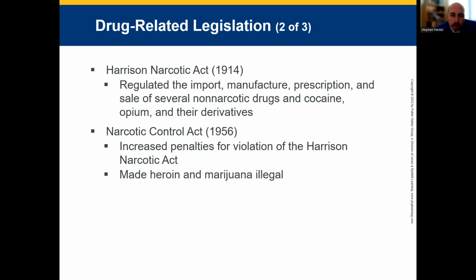All right, the Harrison Narcotic Act regulated the import, manufacture, prescription, and sales of several non-narcotic drugs and cocaine, opium, and their derivatives. The Narcotic Drug Control Act increased penalties for violation of the Harrison Narcotic Act and made heroin and marijuana illegal.